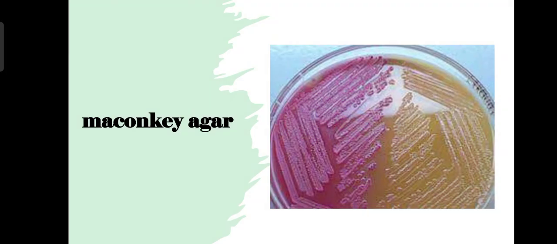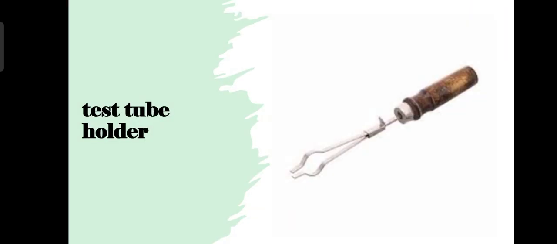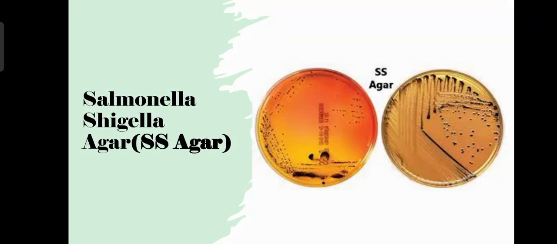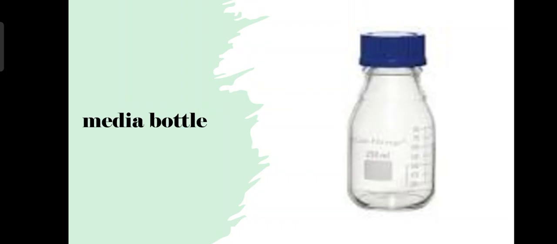MacConkey agar is used for isolation of gram-negative enteric bacteria. Test tube holder, used to hold the test tube. Salmonella Shigella agar or SS agar. It is used as a selective and differential medium for the isolation of Salmonella and some Shigella species from clinical and non-clinical specimens. Media bottle. These bottles are suitable for storing non-hazardous chemicals or volatile organic substances.